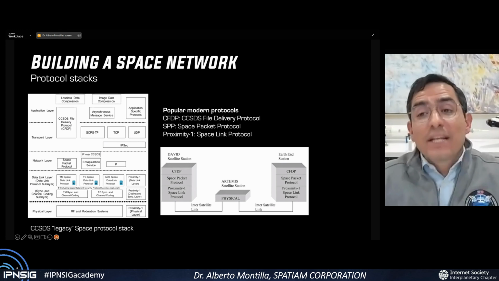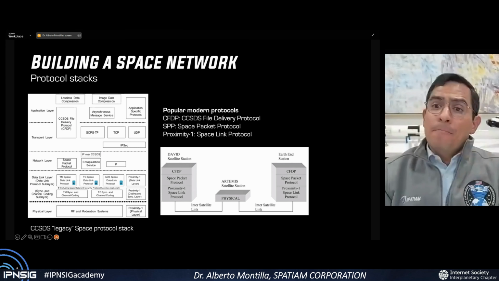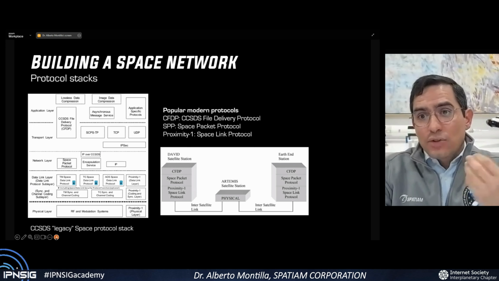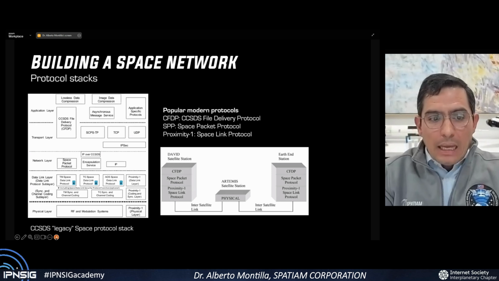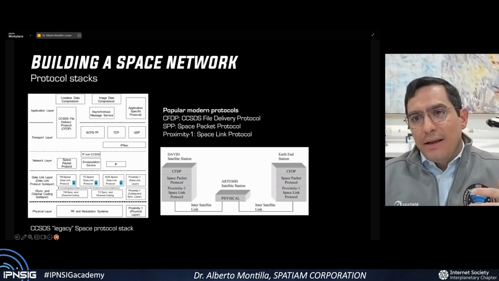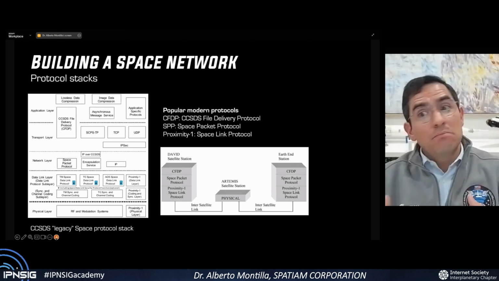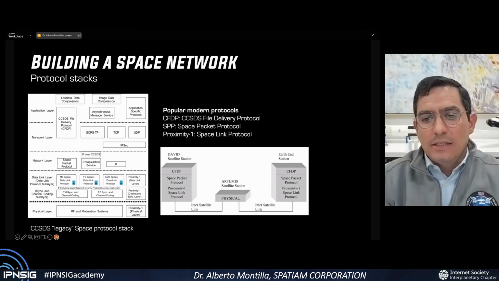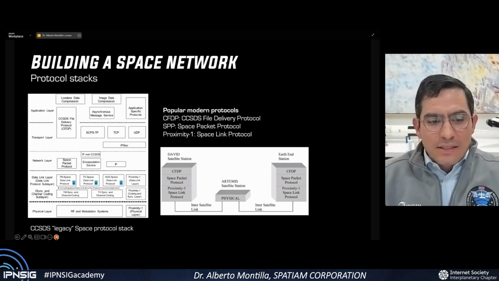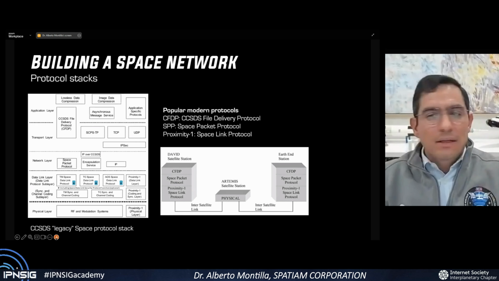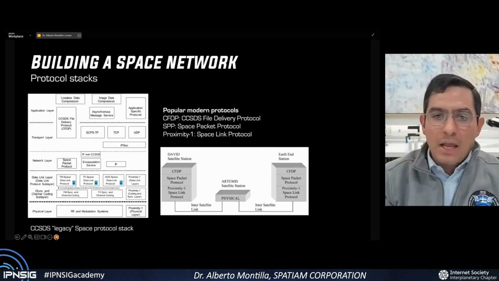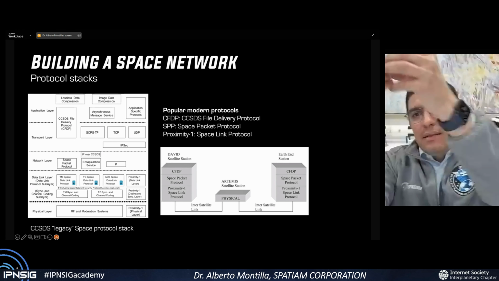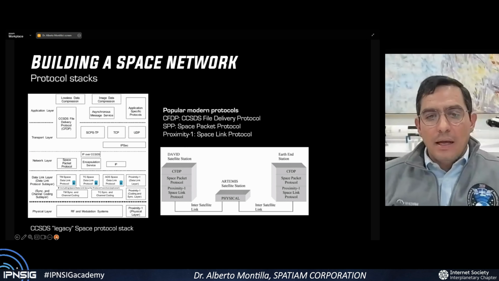Starting with, we already established the physical layer. So what happens then? The next step is to establish a link layer, which is how two endpoints can transfer data between each other. For that, you need protocols that specify the framing, multiplexing, and security so that the communication between two points is secure. That's what I refer to as the CCSDS legacy space protocol stack. This is the protocol stack that was created to enable spacecraft to ground and spacecraft to surface communications.